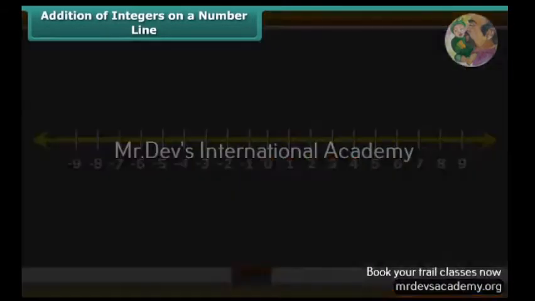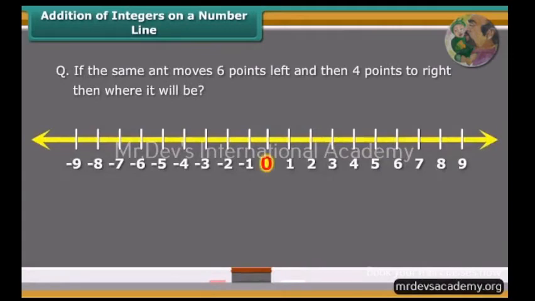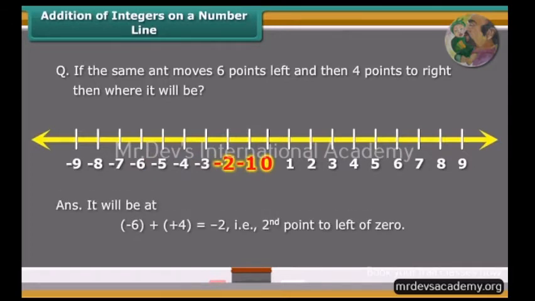If the same ant moves 6 points left and then 4 points to the right, then where will it be? It will be at -6 plus (+4) equals -2. That is, the second point to the left of 0.